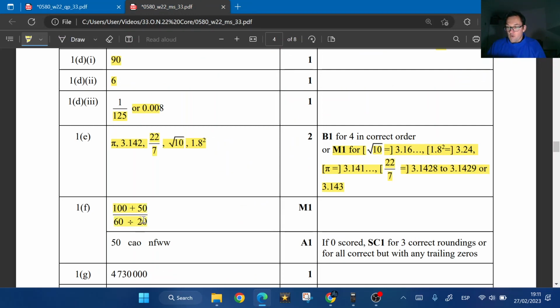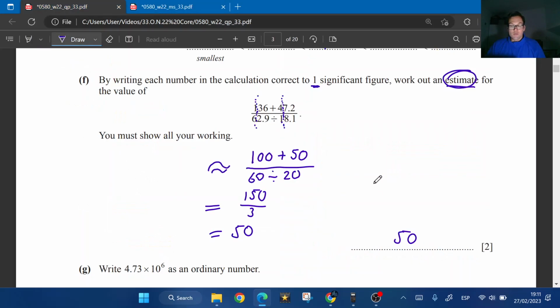Then you get 1 mark for all the correct rounding. And then 50, correct answer only, so there's no other thing you can write there, and not from wrong working. So that means if you don't have that 100 plus 50, 60 divided by 20, if you don't have that, you don't get that last mark.